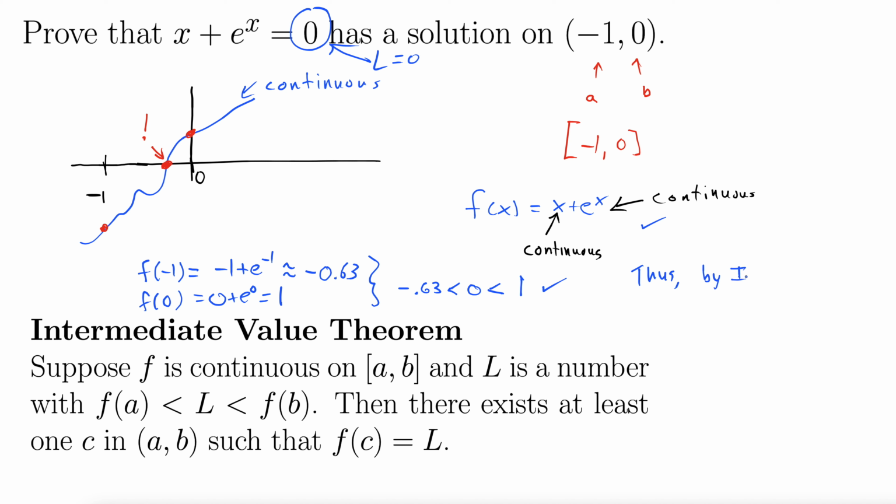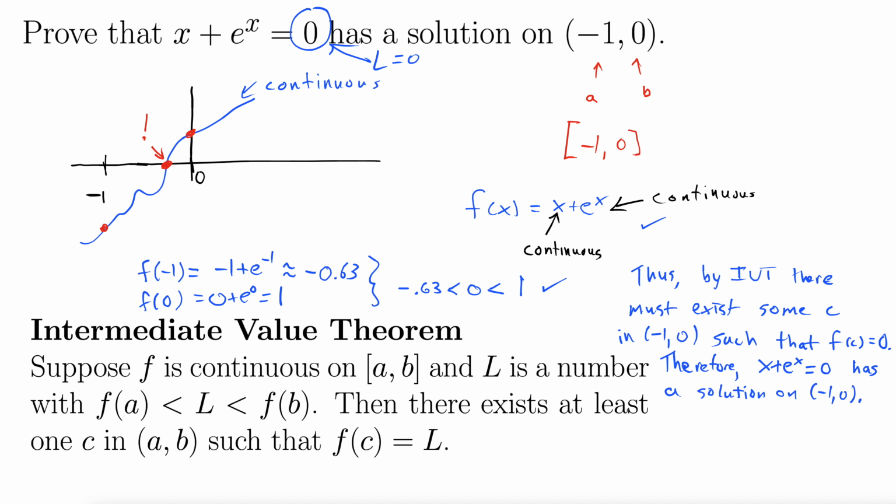by the intermediate value theorem, there must exist some point c in the interval of interest, so in -1 to 0, such that f of c equals 0. What that tells us is that there is some x value, we'll call it c, such that when you plug it in for x, you get 0, which means this thing has a solution. So we'll just write a nice conclusion here. Therefore, x plus e to the x equals 0 has a solution on -1 to 0. We have completed the proof. We can add in a little proof box if you'd like, because we have proven this thing.